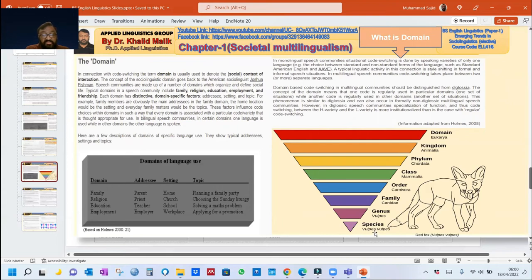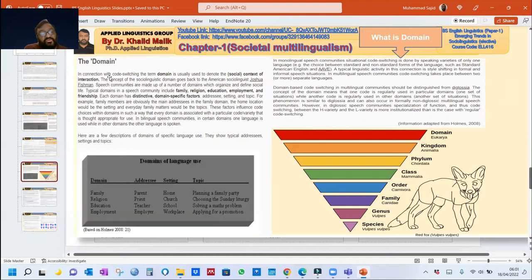What is the species name? Vulpes. So red fox is actually Vulpes vulpes. Okay, its genus is Vulpes, but it is from the domain, the main domain was Eukarya. Are you trying to understand? This is domain, okay?